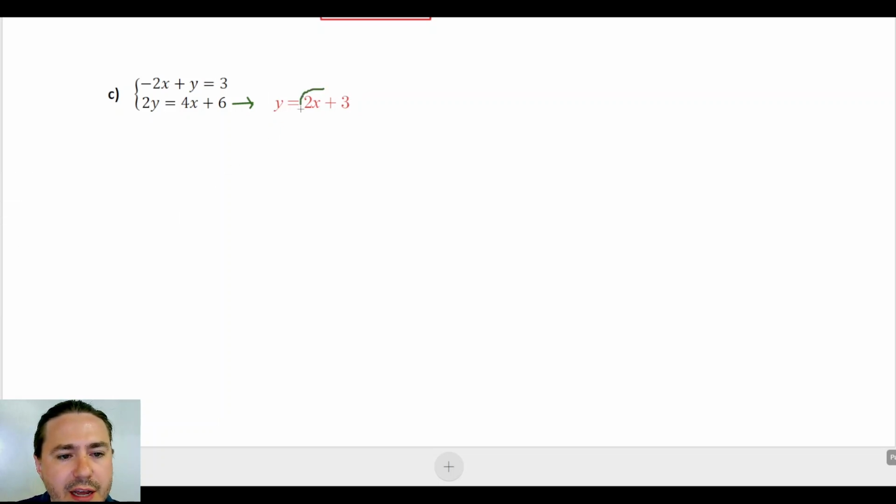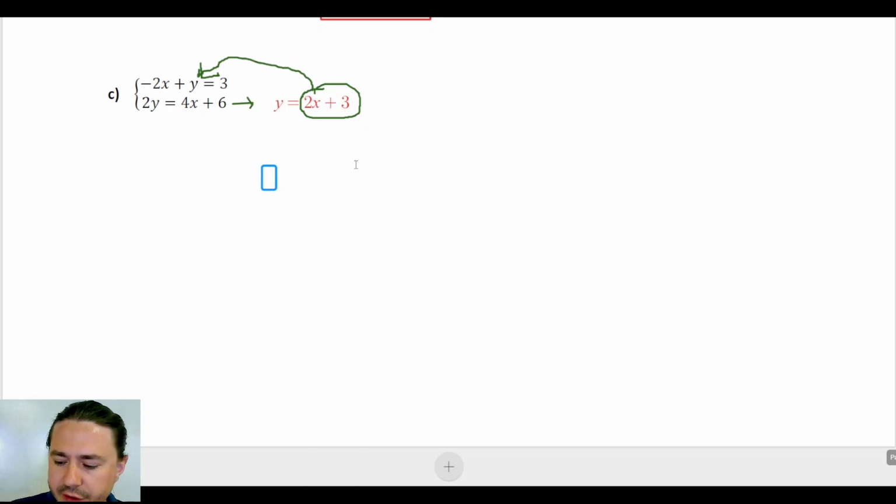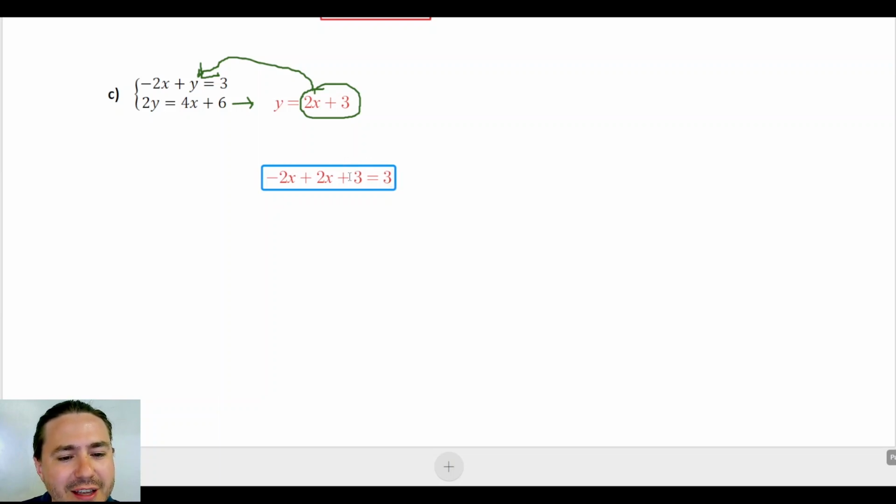Then we could take that entire expression, the 2x plus 3, put it right there. So that's going to give me negative 2x plus 2x plus 3. And so we actually are going to get something similar to what we did in the last one, equals 3. The negative 2x plus 2x becomes 0. And so all we're left with is just 3 equals 3.